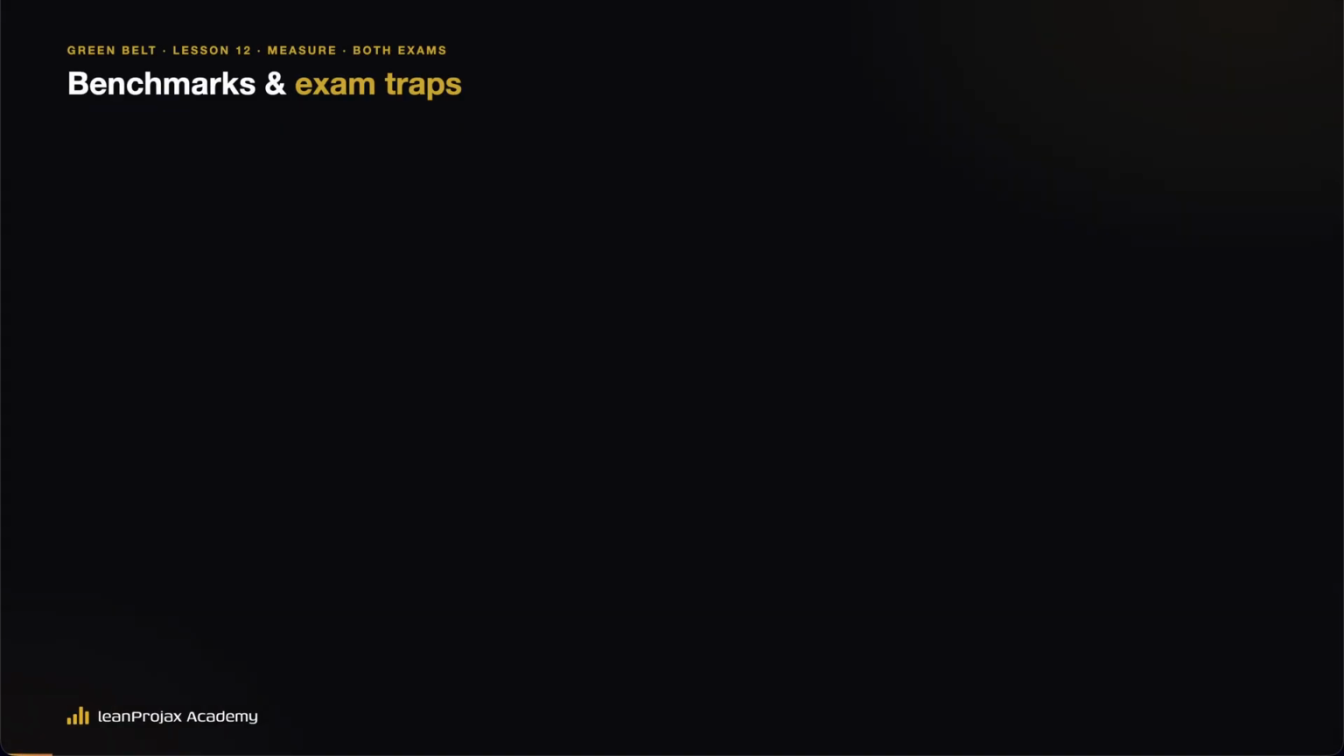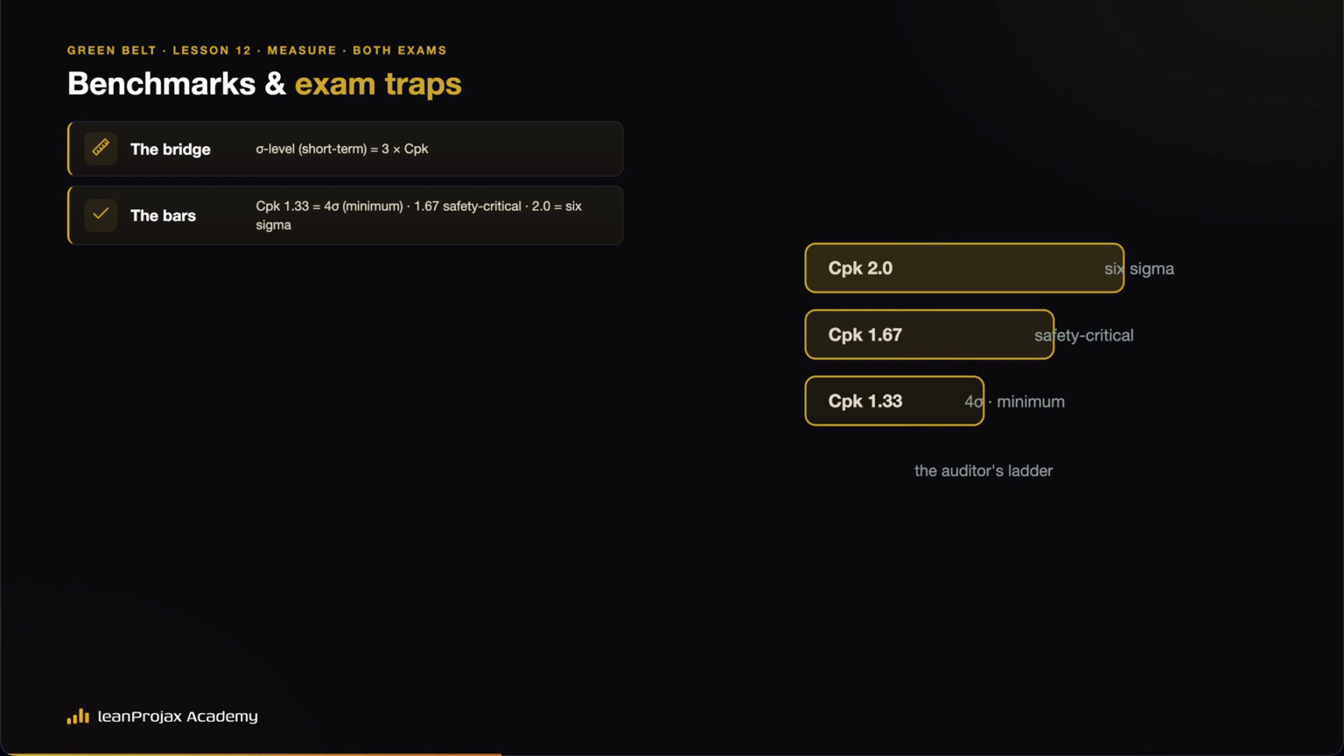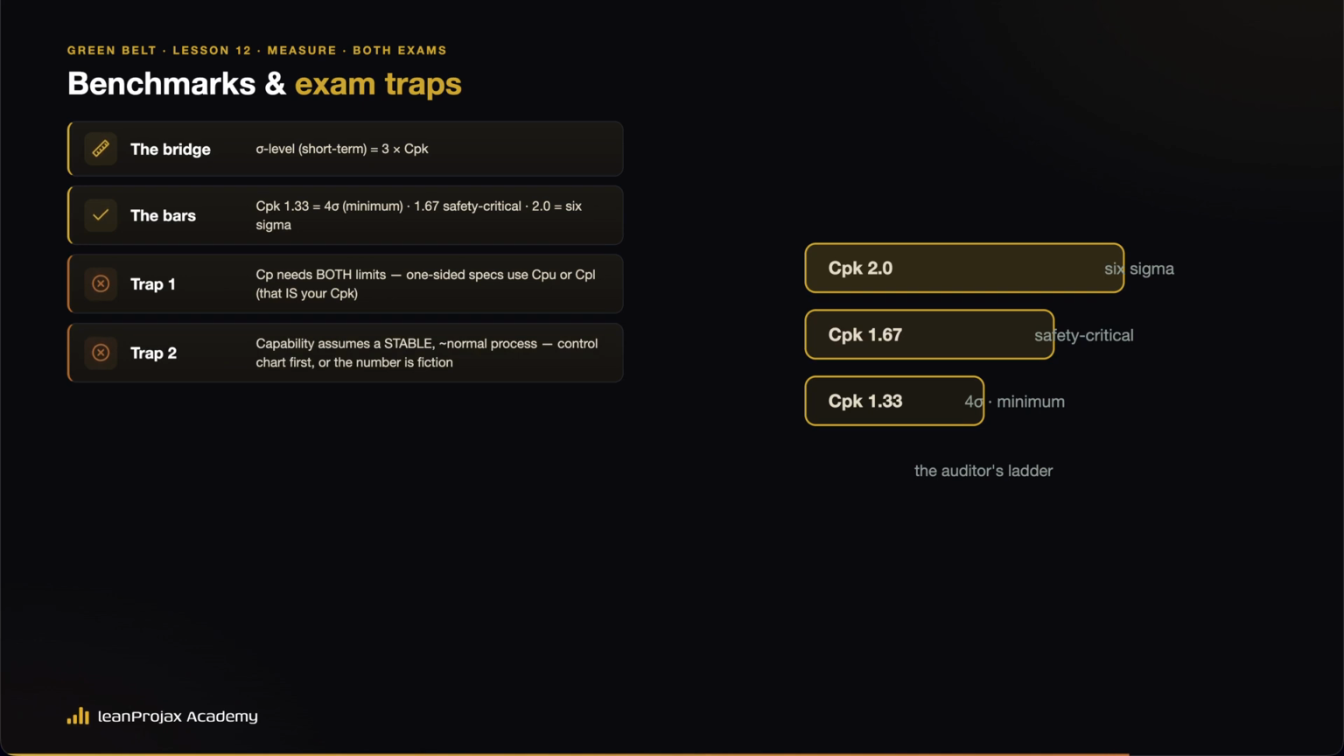Reading the numbers like an auditor. Sigma level short term is 3 times CPK, so the classic bars, CPK 1.33 is a 4 sigma process, the accepted minimum. 1.67 for safety critical, 2.0 is 6 sigma. Now the exam traps. CP needs both spec limits. One-sided specs use CPU or CPL alone, and that value is your CPK. And capability math assumes a stable, roughly normal process. Run a control chart first. Capability of an unstable process is fiction.